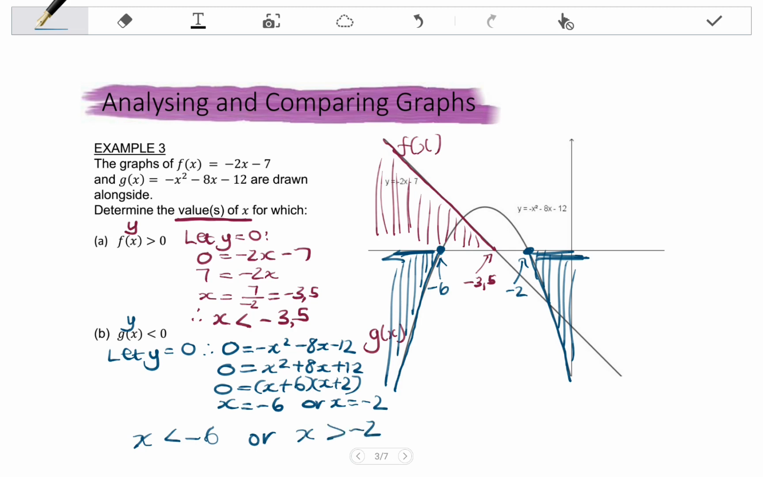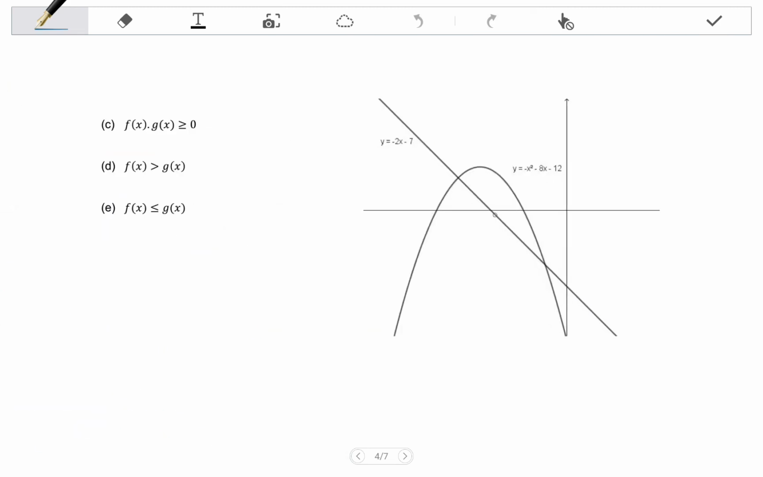Okay, now we're going to continue with example 3. So we're working with the same graph, so the same x values that I have now calculated, but we're going to ask more questions. So I've done A, B, I'm moving on to C. I'm just going to fill in all the values that I had already calculated: negative 6, negative 3.5, and negative 2.